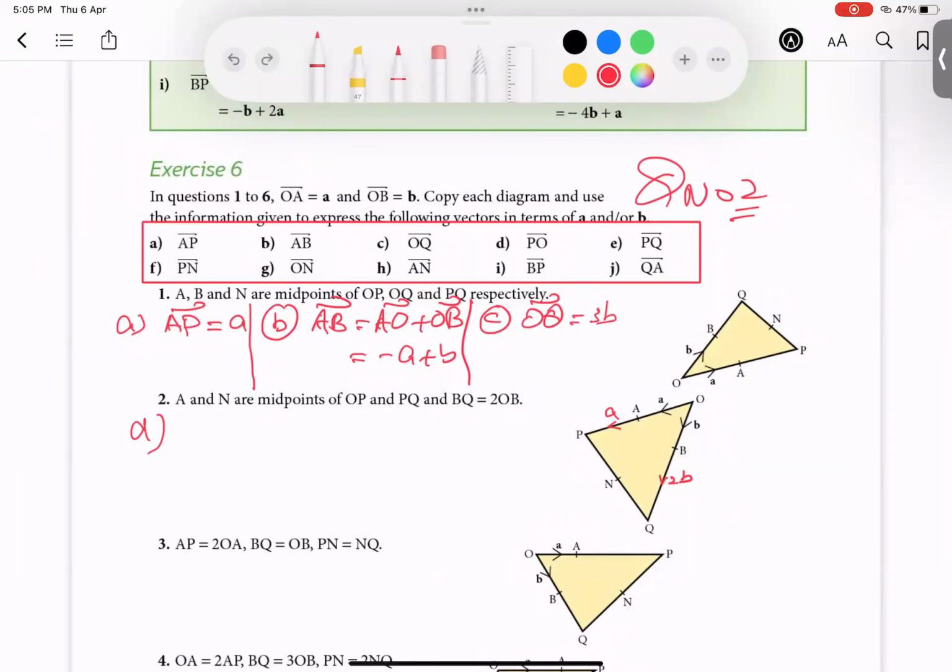I'm looking for what? O to Q, sorry. No, wait a minute. P to O. So P to O is equal to negative 2A. Done. Now I'm going for the next part.